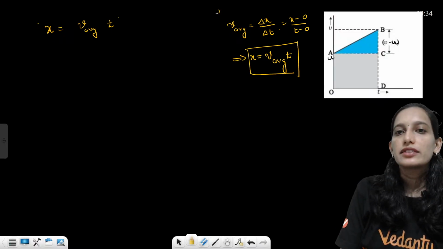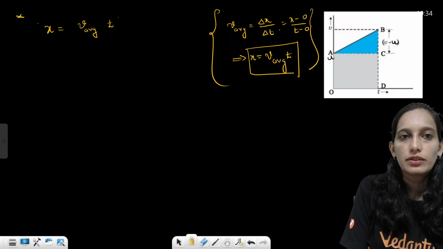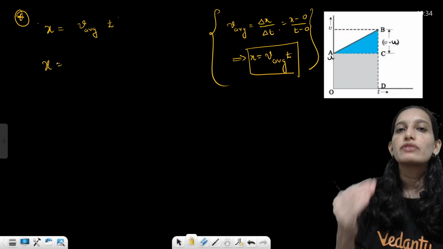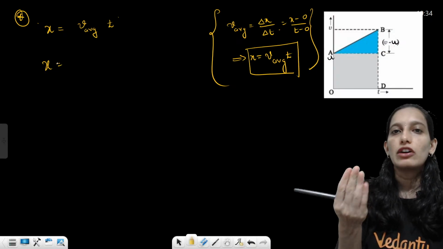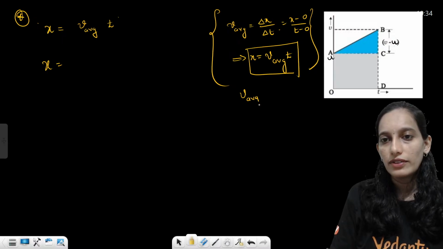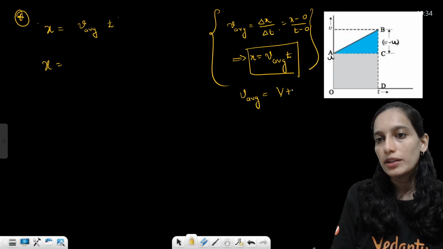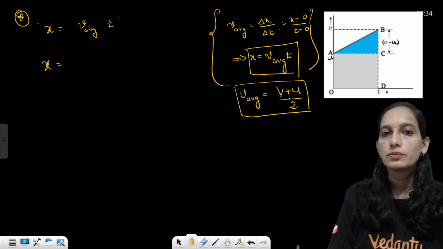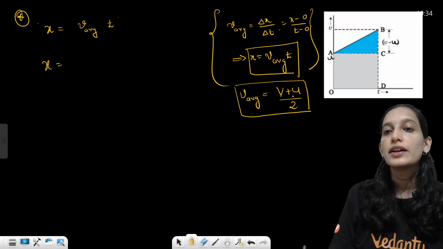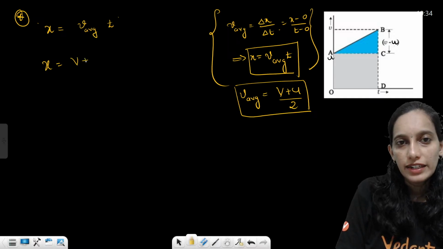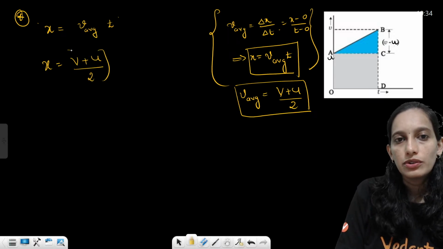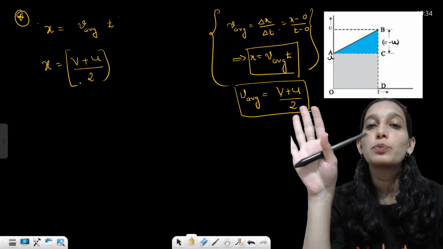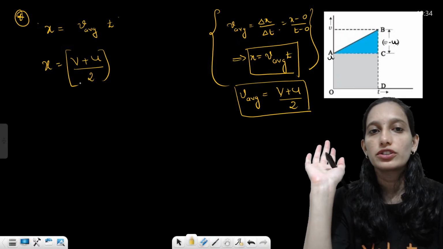This is for your reference, no need to write it in the exam. You can start from this point: X is equal to V average into time. Average velocity can be written when we know the two extreme ends of the velocity. Initial velocity U and final velocity V, so V average can also be given by V plus U by 2. Can I write like this? Yes or no? You can write average velocity as V plus U by 2, initial value plus final value divided by 2, correct? When we know the two extreme ends, we can find the average, so you just add them and divide by 2. It is possible only if acceleration is constant throughout.